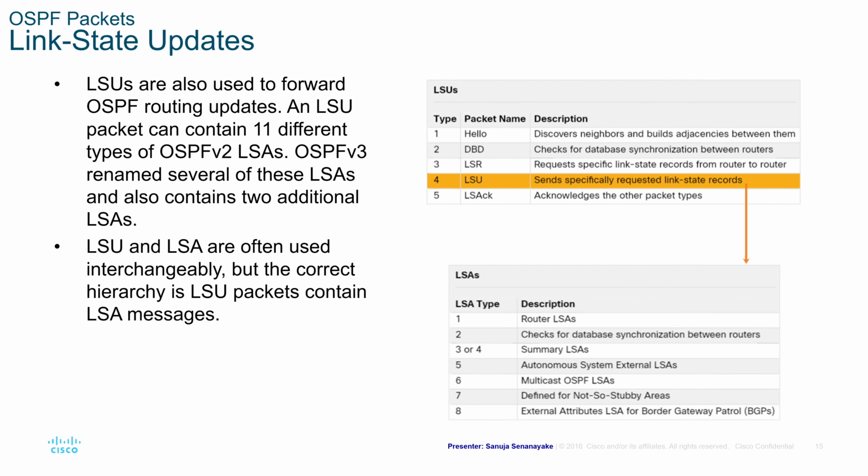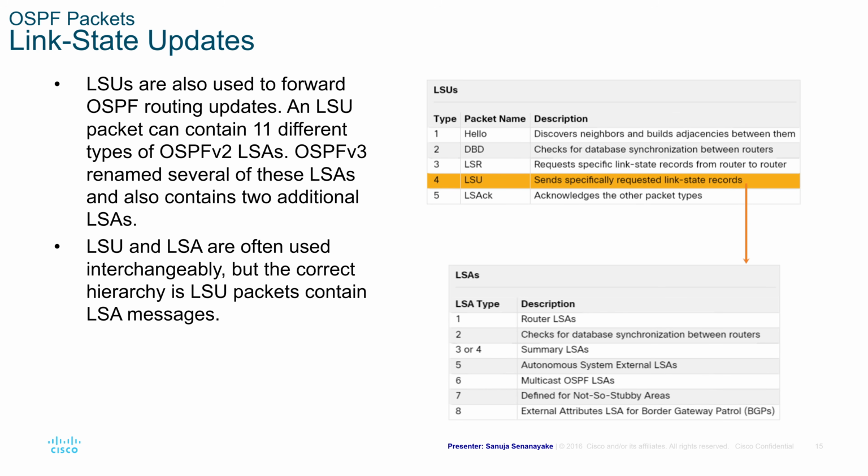Link state updates. LSUs are also used to forward OSPF routing updates. An LSU packet can contain 11 different types of OSPF version 2 LSAs. OSPF version 3 renamed several of these LSAs and also contains 2 additional LSAs. LSU and LSA are often used interchangeably, but the correct hierarchy is LSU packets contain LSA messages. That's a key thing you should remember for your exam.